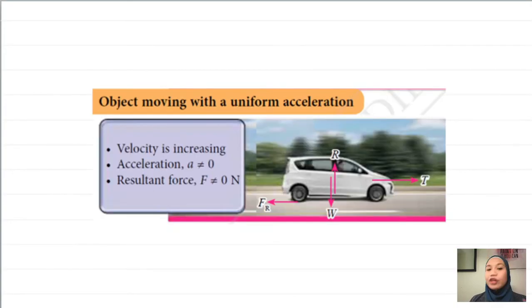And lastly, for an object moving with a uniform acceleration, the acceleration has some value. Let's say x meter per second per second. So there is a resultant force. The resultant force is not 0 Newton.